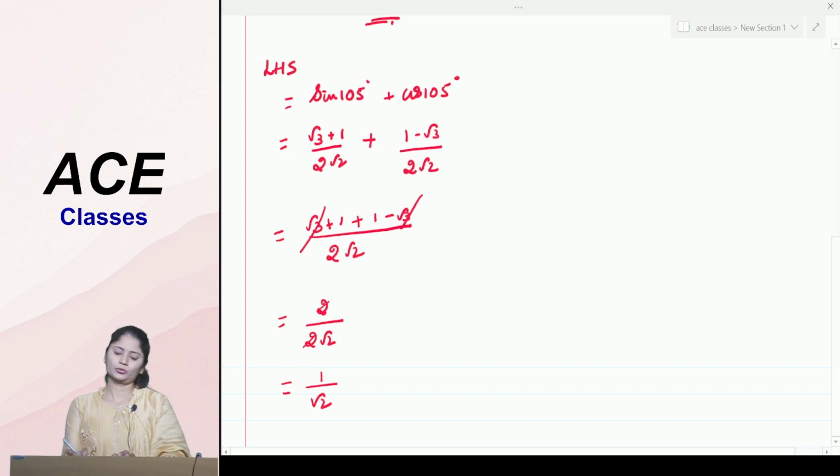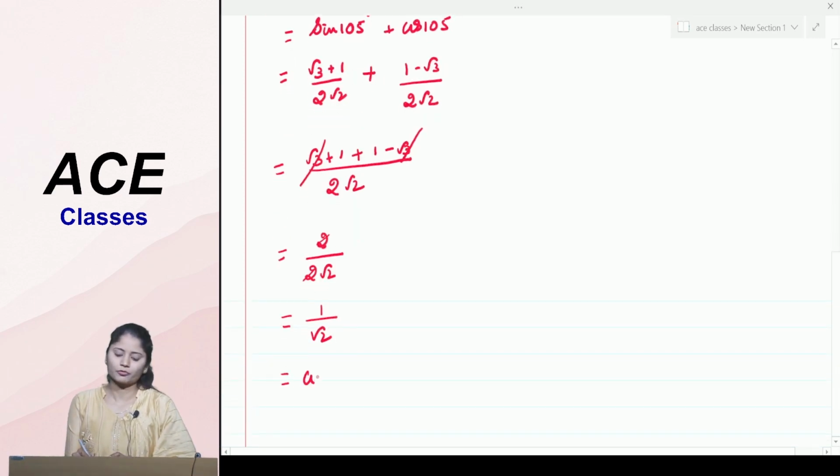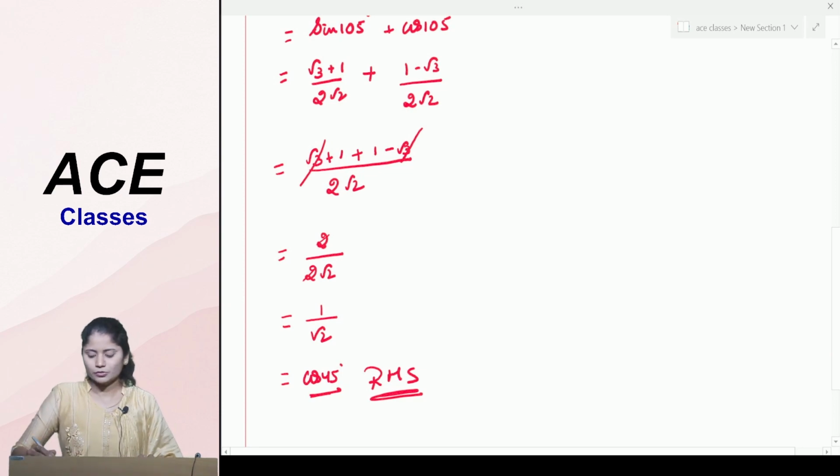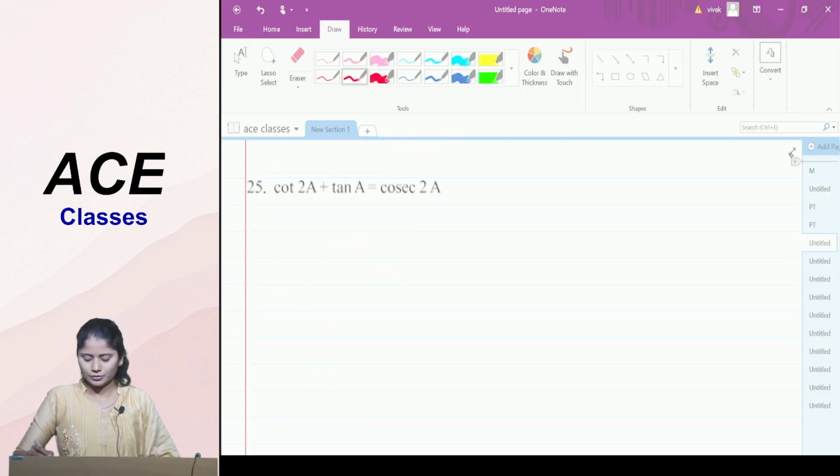So 1 over root 2 is nothing but cos 45 degree, or you can write it as sin 45, but according to the RHS, since it is cos, so cos 45 degree. Hope you understood. Now we will move with the next question.